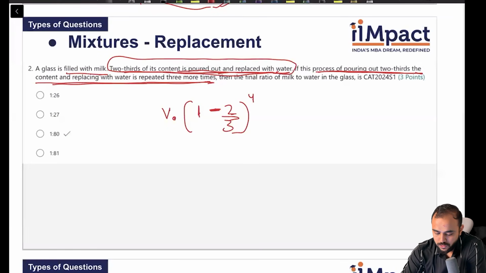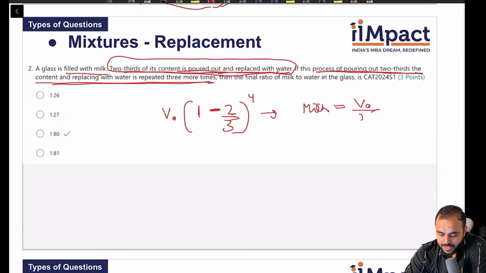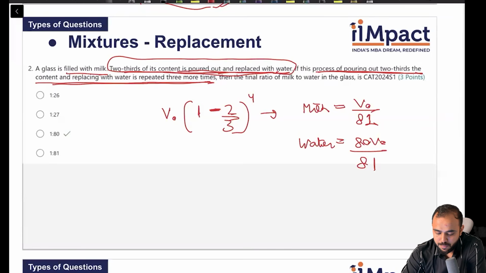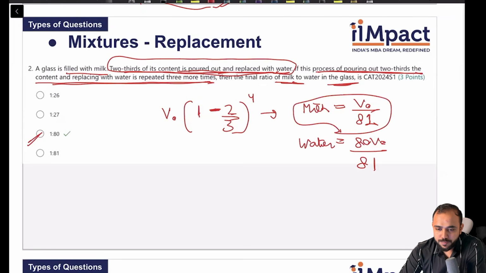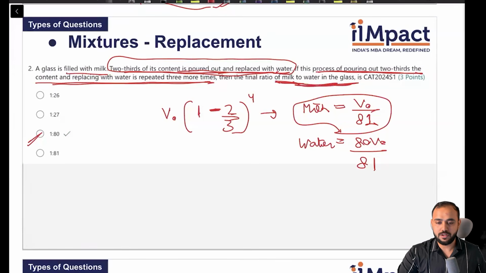So power 4. So your volume of milk is going to be V naught by 81, which means volume of water is going to be what? 80 V naught by 81, which means milk to water ratio is going to be what? 1 is to 80. In this particular situation, a lot of people make this mistake. You got the proportion of milk and you write this as the answer. They are not asking you for milk to total ratio. They are asking you for milk to water ratio.